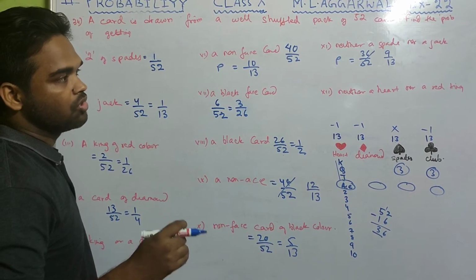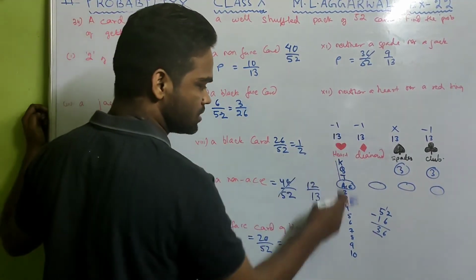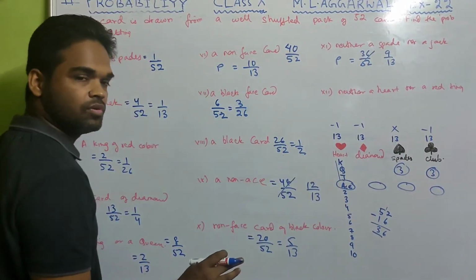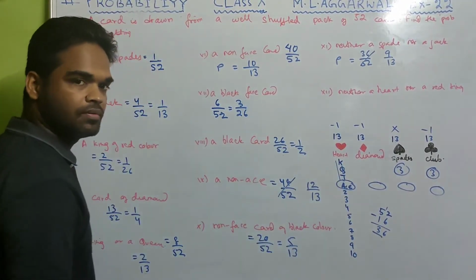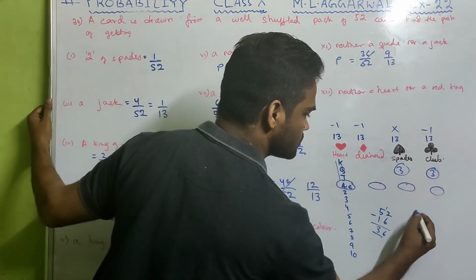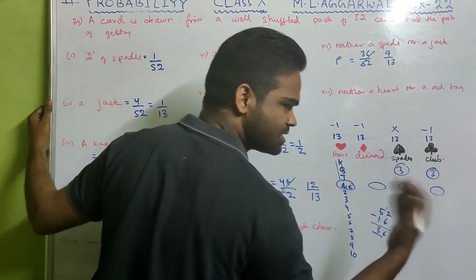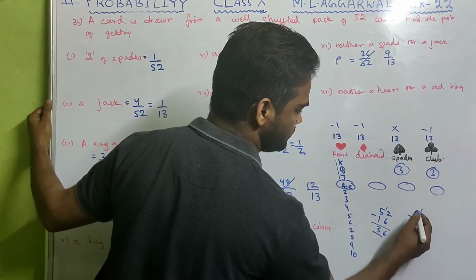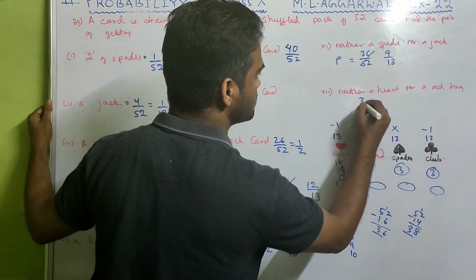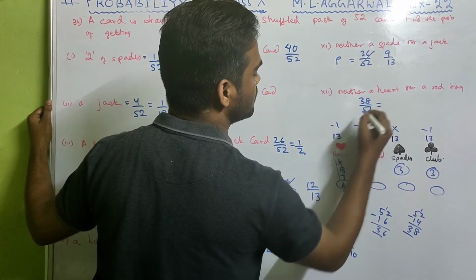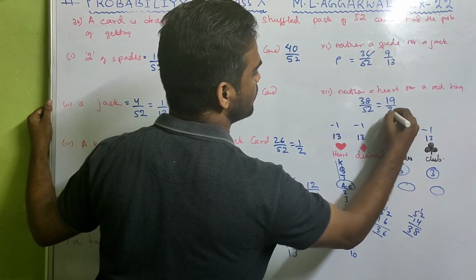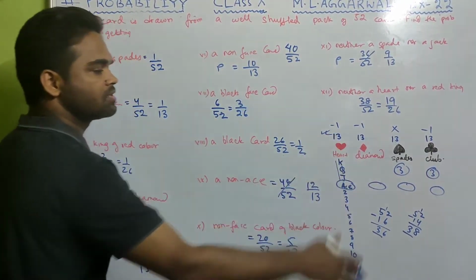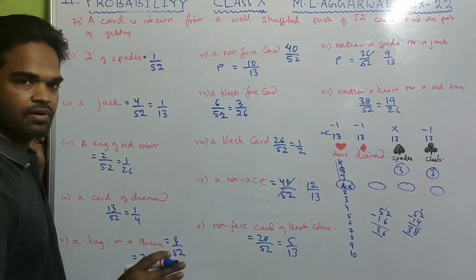Neither a heart nor a red king. See, heart, which means all 13 removed, and 1 diamond removed because a red king. 14 cards removed out of 52. So 52 minus 14, the rest can appear. So 52 minus 14 is 38. So that's 38 by 52. Okay, that's 19 2 times, 26 2 times. Done. Very interesting. You should know how many cards are there. Okay, what are the different types of card?